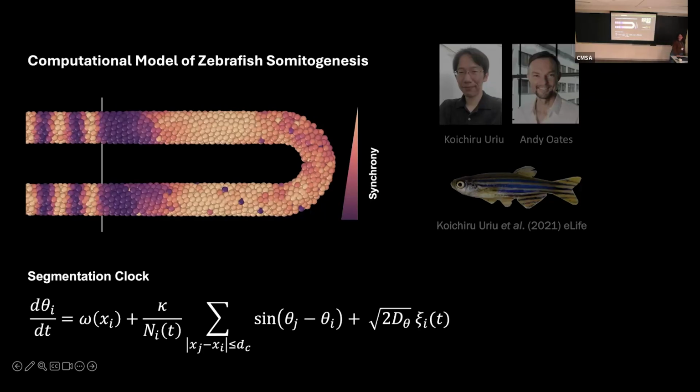Sorry, what's the length scale of the local coupling for that? We consider that it's a cell's diameter. Sort of, yeah. So really touching. Yes, really touching.